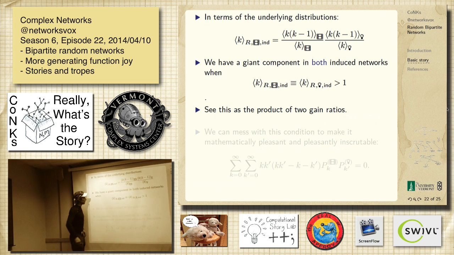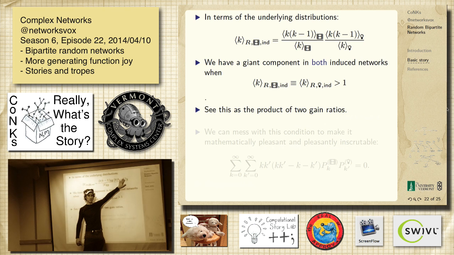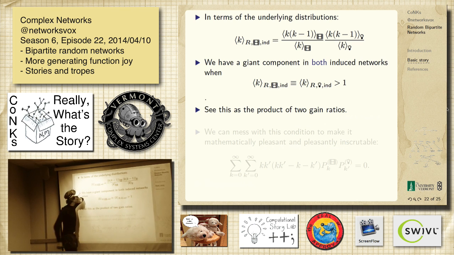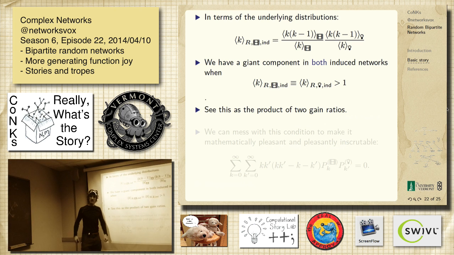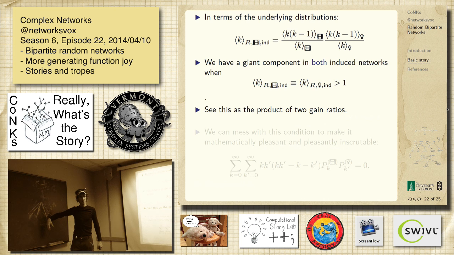So, it's a product of two gain ratios. This is exactly the separate condition we would have had if they were just separate networks, separate proper kind of normal mixing networks. So that should feel kind of okay too, right? There's a gain from going up here and then a gain from going down there.